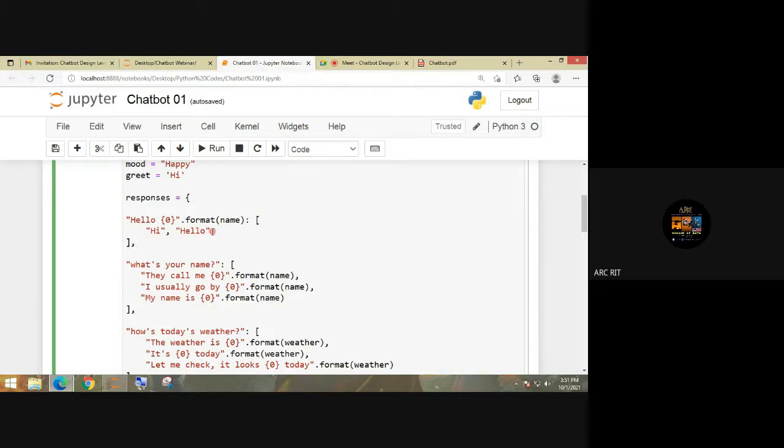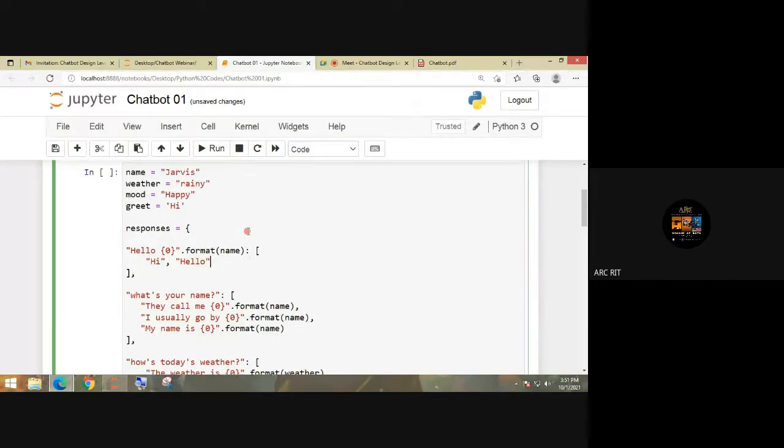If you want more, like if you want to add vanakkam, you just put a comma and write vanakkam in quotes. Similarly, you can increase this list and the words, and it will improve the dictionary of your chatbot's learning process.